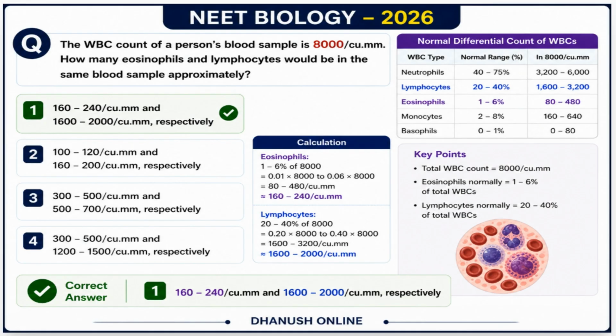Eosinophils normally constitute 1 to 6% of the total WBCs, which is 80 to 480 per cubic millimeter. Lymphocytes are 20 to 40%, equating to 1,600 to 3,200 per cubic millimeter. Therefore, option 1 is the correct approximation.